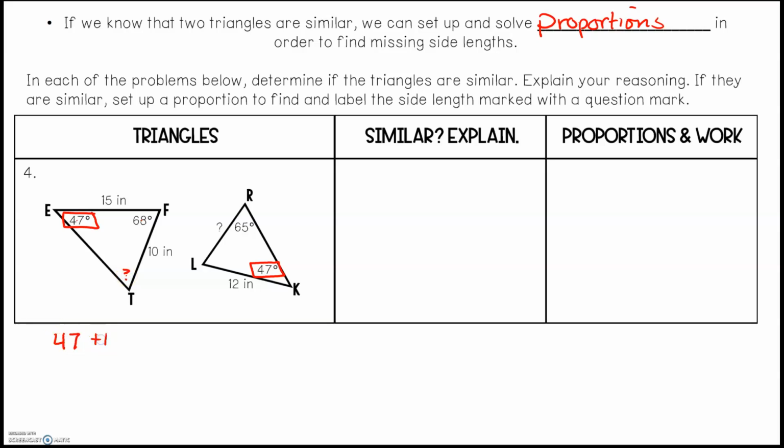So 47 plus 68 plus whatever that angle T is, I'll make that T. T should equal the 180 degrees. So 47 and 68 gives us 115. Still adding the T equals 180. We subtract 115 to isolate the T. T equals 65 degrees.